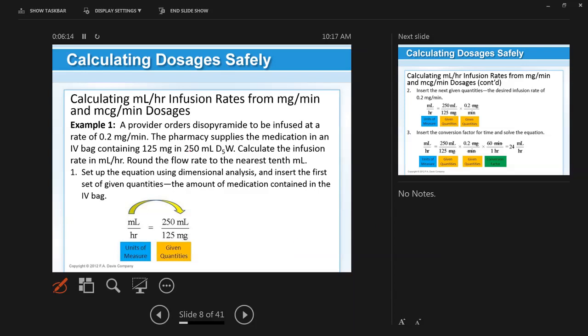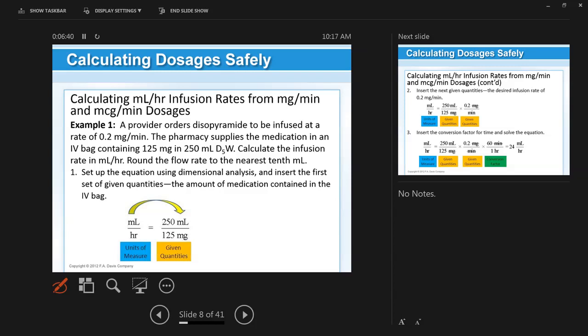So remember, our first step with dimensional analysis is always identifying what we're looking for. Our problem right here says calculate the infusion rate in milliliters per hour. So when we look at this, we're looking for milliliters per hour. Remember, when we have this slash here, this means that it's the division, and this is what makes it an equation. So we know that we have to have milliliters over hours.